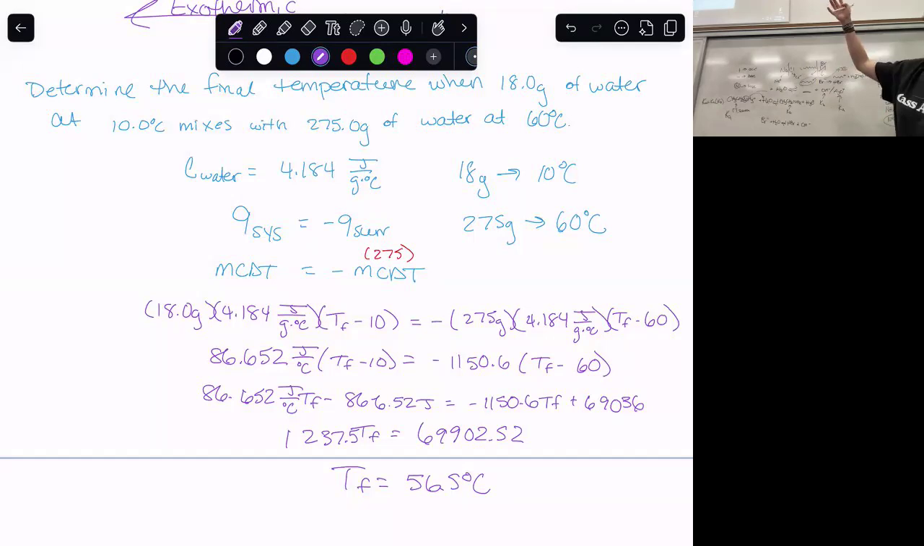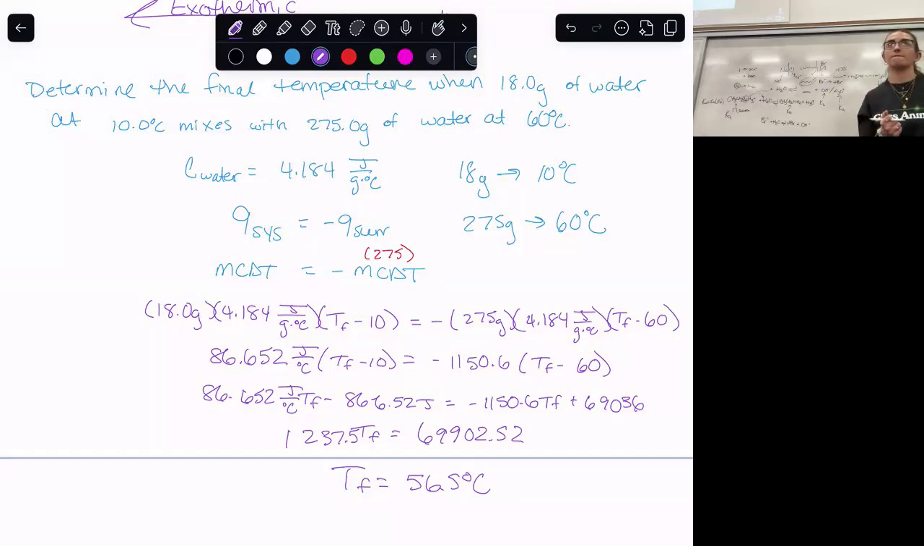You have 275 grams of water compared to 18. So that 275 is going to take a lot longer to either cool or warm up, depending on which way it has to go. So you should end up a little bit closer to that 60 than you do that 10, because you just have so much more of that hot water in comparison to the cold water. So 56.5 makes sense, where the large amount of hot water is not going to cool down too much with only a little bit addition of colder water.